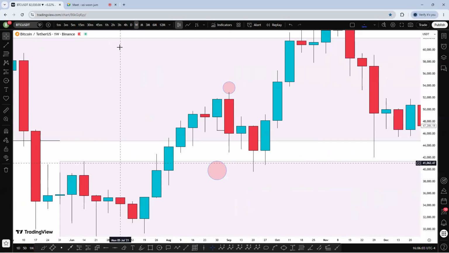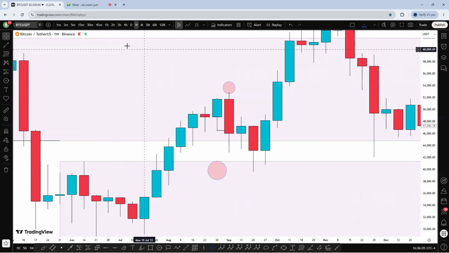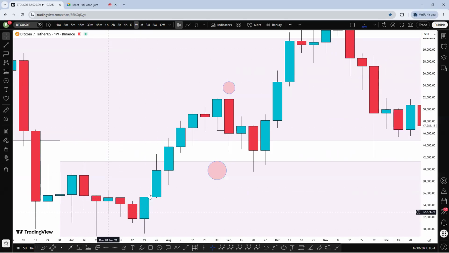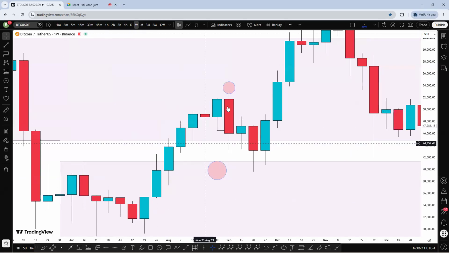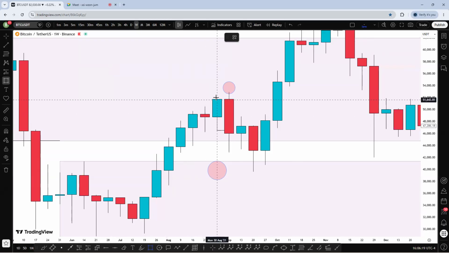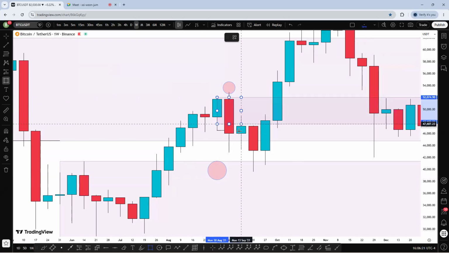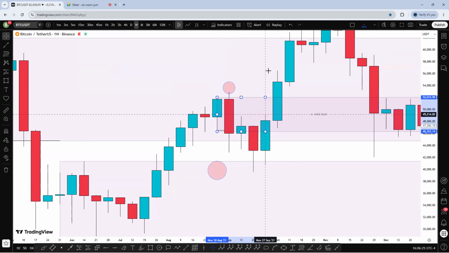From monthly to monthly. Remember, this is a monthly zone, and this is another monthly zone. Now we are on weekly to find the confirmation. After this break, the next candle comes back to test the zone. This becomes a weekly zone, this one.